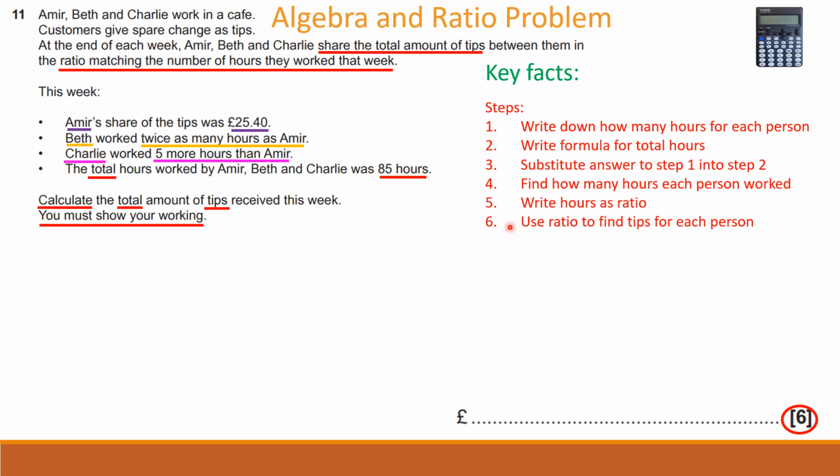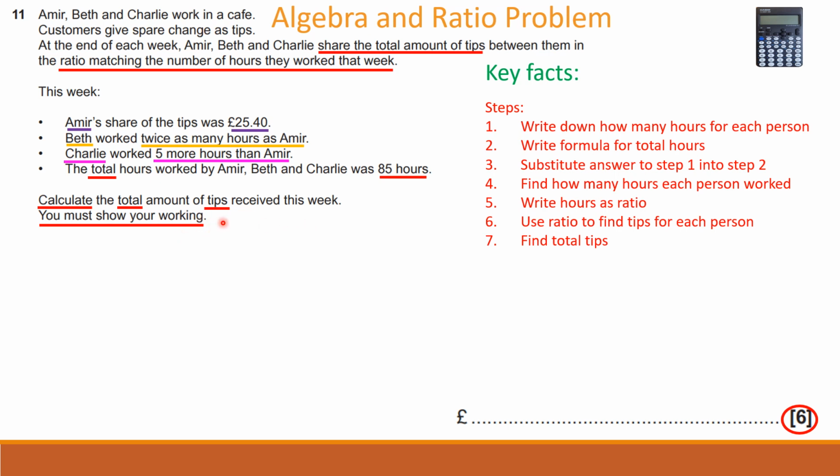So you've then got to use the ratio between the amount of hours that Amir worked and the amount of money he got to then work out the amount of money for each person, and then you can add up the total amount of money for each person to find the total tips, which is what the question is asking. Calculate the total tips received each week.